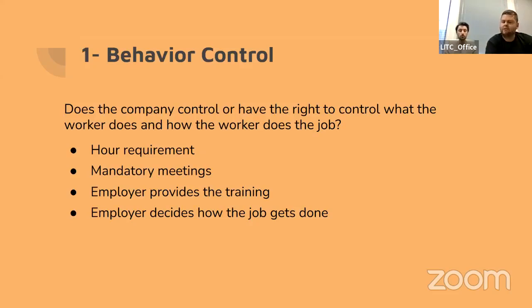And then lastly, just our general question of does the employer decide how the job gets done, right? I don't know too much about painting, for example, but let's say the employer says, I require you to use this brush instead of this brush to get this job done. That would be an example of an employer deciding that a job should be done a certain way.